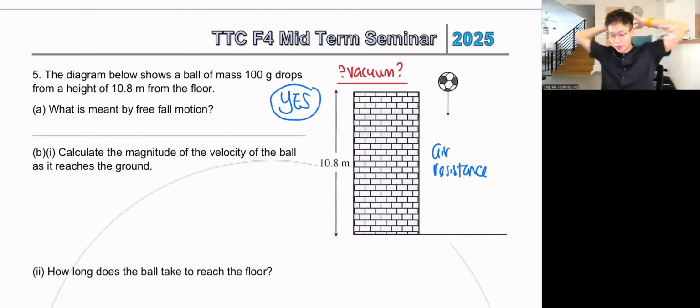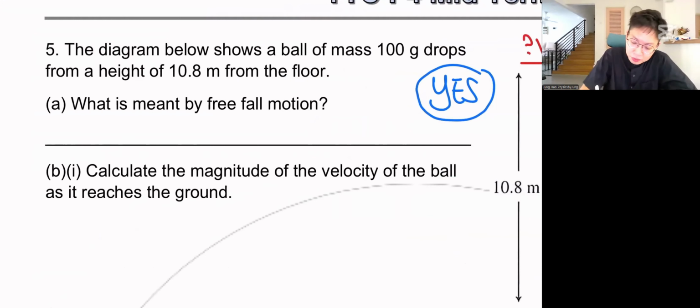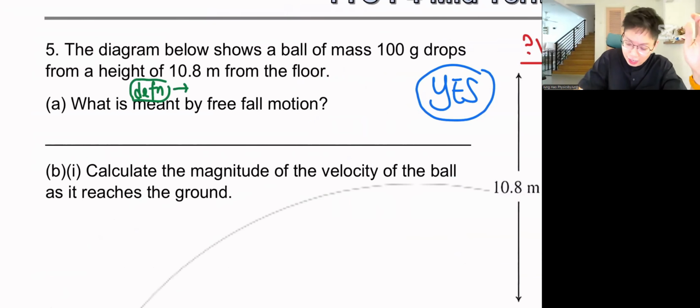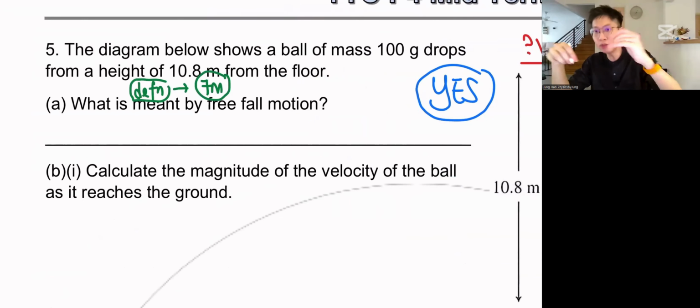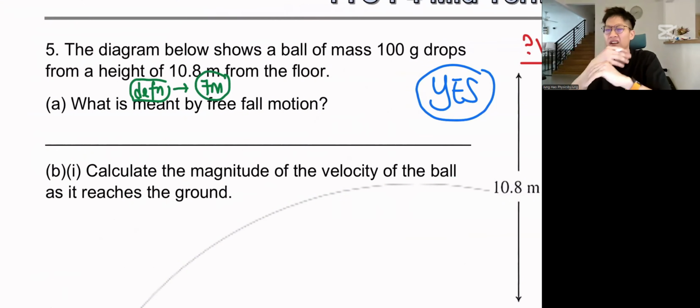So now, everybody, the diagram below shows a ball of mass 100 gram dropped from a height of 10 meters from the floor. What is meant by free fall motion? Guys, what is meant by free fall? These kinds of questions are typical exam definition questions. Definition in your 100 marks exam, about how many marks? About 7 marks. So do you want to memorize definition? Up to you. If you think 7 marks is a lot, then you memorize. But if you think 7 marks is very little, then you don't want to memorize. Up to you.